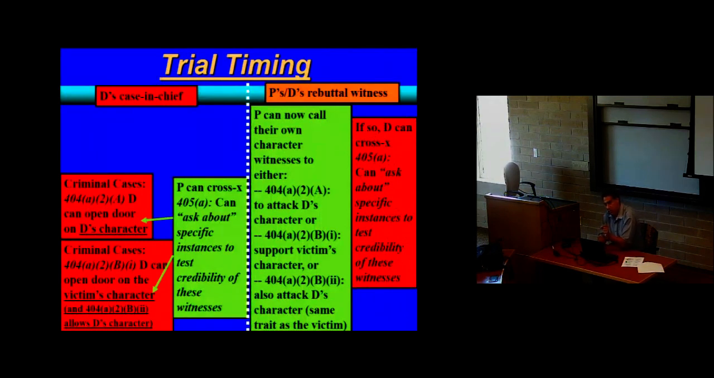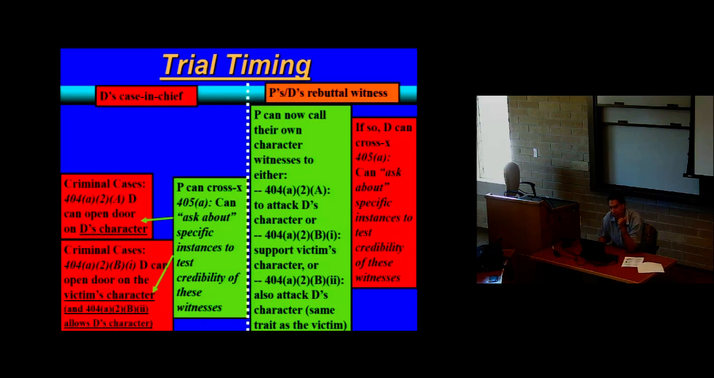Now, if the prosecution calls those witnesses, of course the defendant gets to cross-examine them, and part of cross-examining them would be able to ask about specific instances of conduct. But remember, you also, as the defendant, would be stuck with whatever answer they gave because there's no extrinsic evidence allowed.